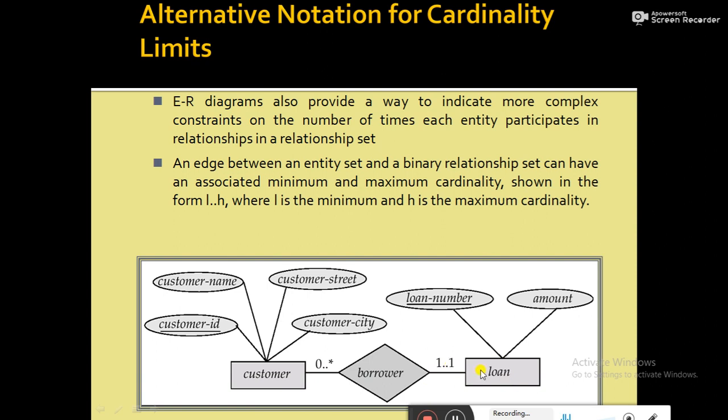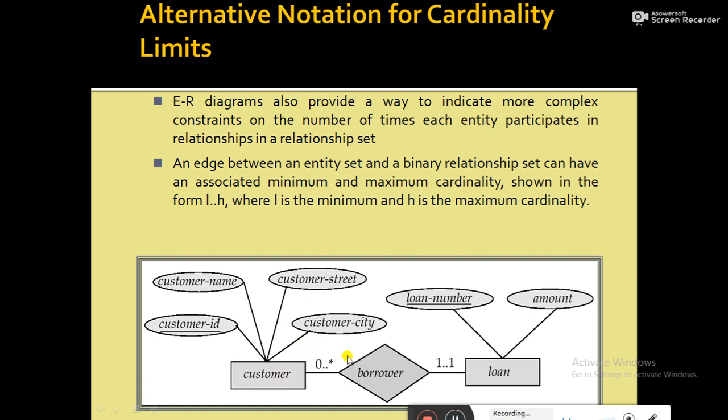And 1..1 on the side of the loan entity set means that a specific loan record must be associated with a minimum of one entity in the customer entity set, as well as with at most one entity in the customer entity set.